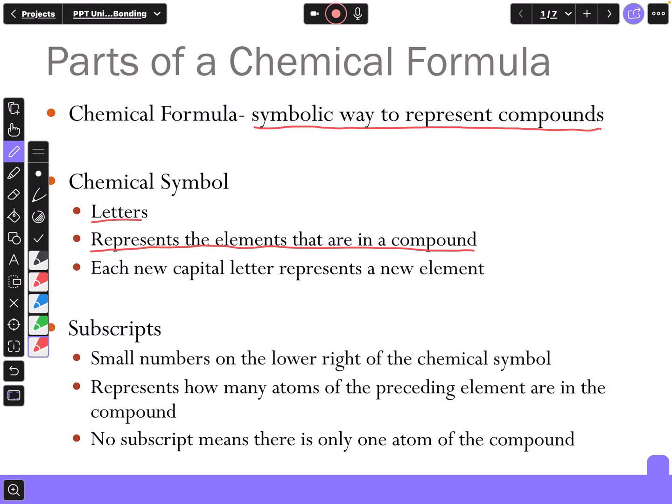And each new capital letter represents a new element.